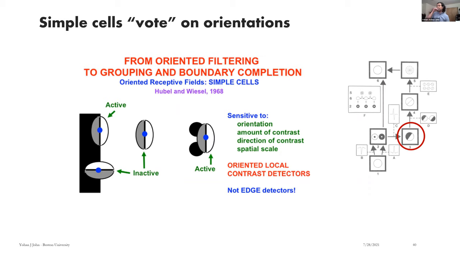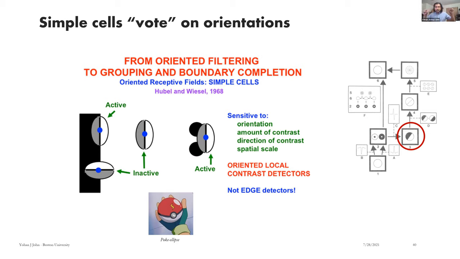So simple cells are represented here with these shapes that remind me of Pokemon balls. These things are sensitive to contrasts of a particular orientation, but they care whether it's light-dark or dark-light. They compete and cooperate with each other using the same competitive cooperative network that we've talked about before, across locations. So they're sort of saying, well, do you see that contrast? Do you see that contrast?